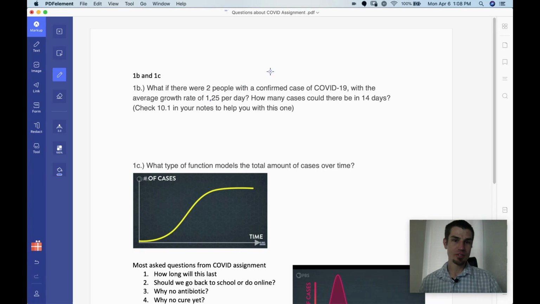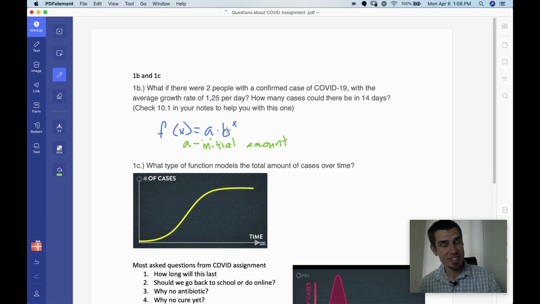Okay, so one question that I had was about exponential functions and how we can project some things. The question was, what if there are two people with a confirmed case of COVID-19 with the average growth rate of 1.25 per day? How many cases could there be in 14 days? The function that we're going to use to model this is our exponential function, where a is our initial amount and b is our growth rate, or it could be decay rate, it just depends.